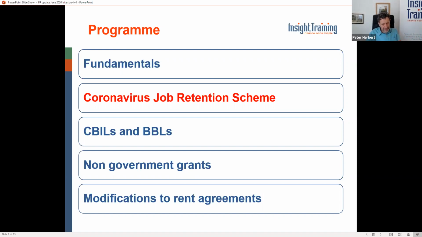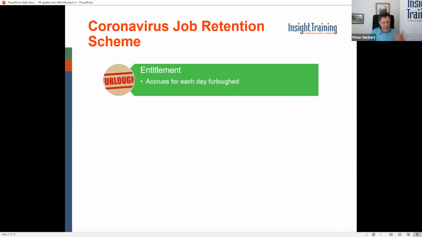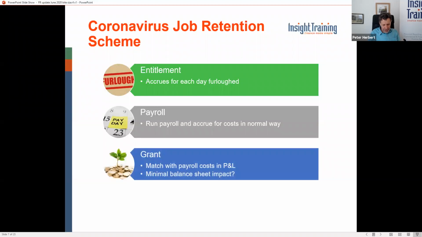Let's now have a look at some specific stuff around the accounting treatment for the CJRS grant. Now, what I'm not going to do is talk about the technicalities of how the grant scheme works, but let's run through some of the fundamentals of the accounting here. So entitlement for CJRS will accrue for each day furloughed. Okay, so entitlement accrues over time. What you would do from a practical point of view and from an accounting point of view here is you'd run the payroll and accrue for the payroll costs in the normal way, and what you would then do is bring the grant income in and match that with the payroll costs in the P&L.